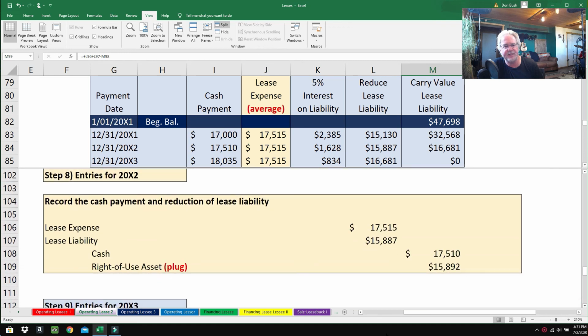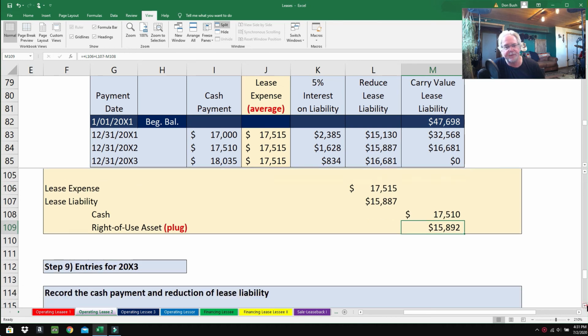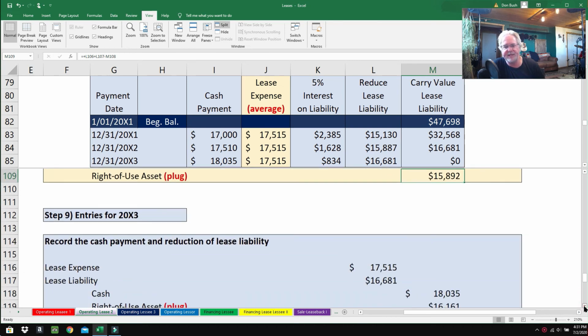Here's the second year. So 12/31/2002, here are the numbers we're going to use, folks. We're just going to use these numbers to make the journal entry. Lease expense, there we go, same place. Lease liability, we're reducing the liability by $15,887. Cash, $17,510. There you go, getting it from there. Right of use asset, well, it's a plug, whatever it takes to make this journal entry balance. That's what you use.